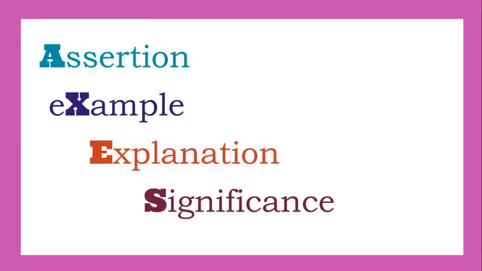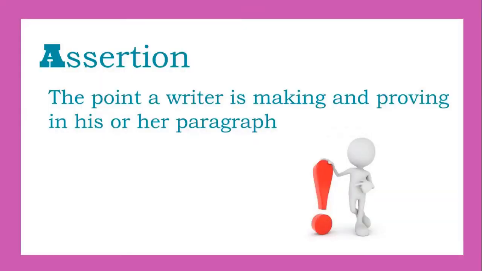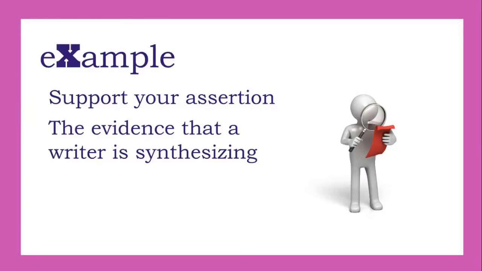One format to use to support a writer with integrating sources that support a point that is being made is the axis format. The axis format includes an assertion, which is the point a writer is making and proving in his or her paragraph. A paragraph written with the axis format also includes examples which support the assertion. The examples are the evidence that a writer is synthesizing.